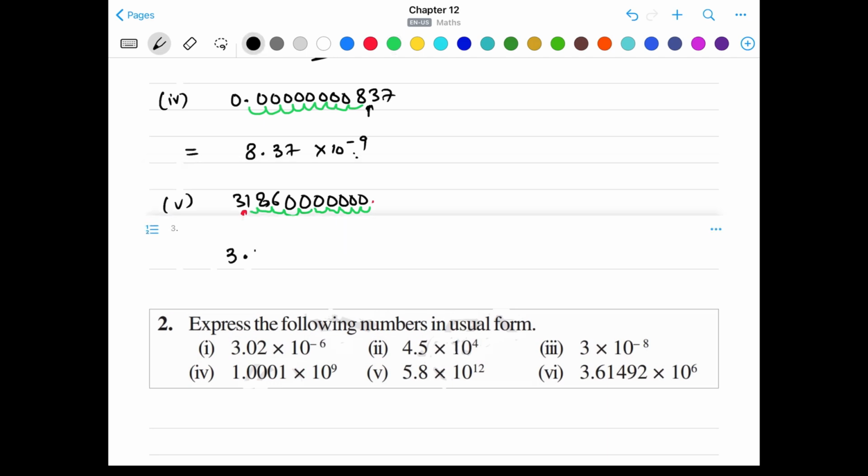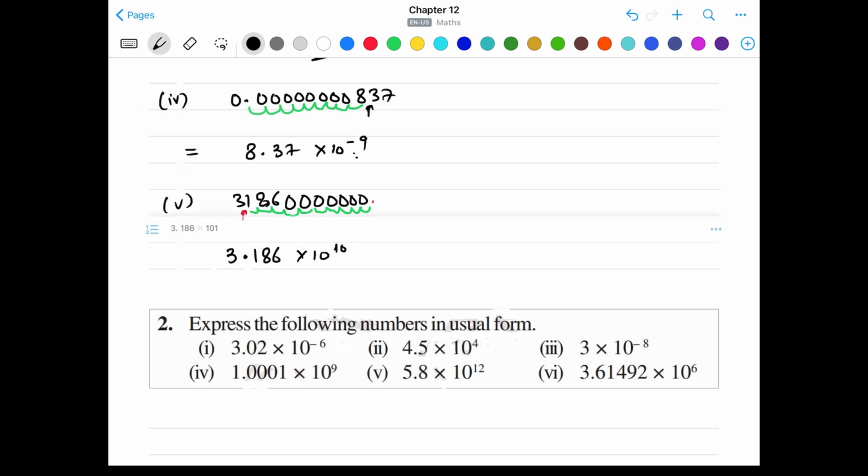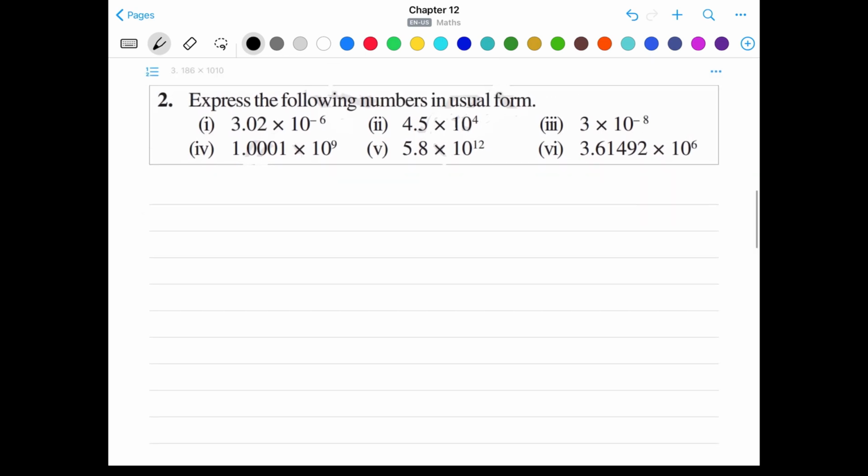So this will be 3.186 times 10 raised to power 10. Again, this is a very large number, so its power will be positive. We are also moving from left to right, so the power of the exponent will be a positive number. So that's the answer to question number one.